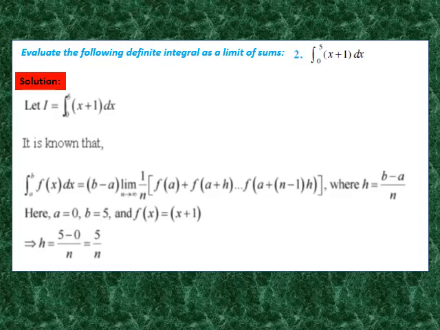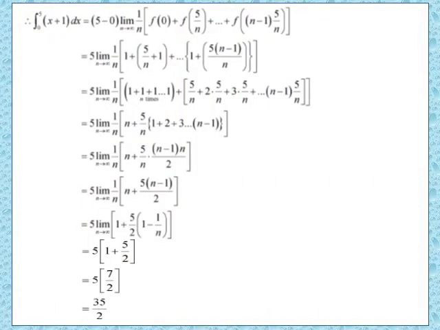So putting a is equal to 0, b is equal to 5, and f(x) equals to x plus 1, we will get h equals to what? 5 minus 0 upon n, that is 5 upon n. Using all these values of a, b, h in the limit, we will get integral 0 to 5 x plus 1 dx equals to 5 minus 0 limit n tends to infinite 1 upon n f(0) plus f(5 by n) plus and so on f(n minus 1) 5 upon n.